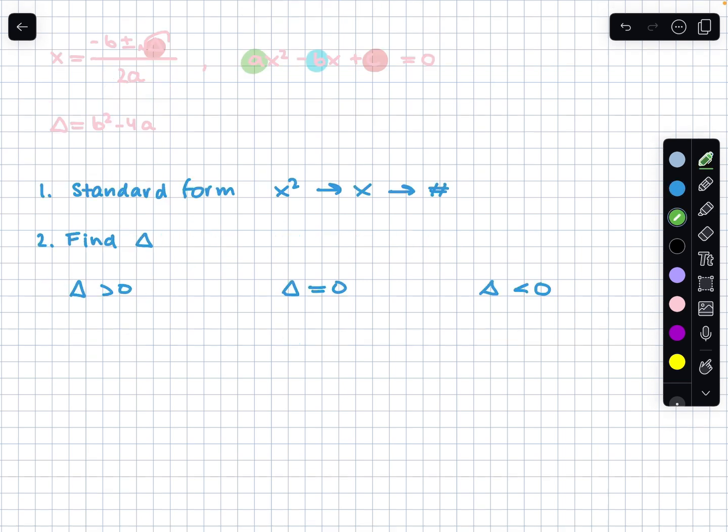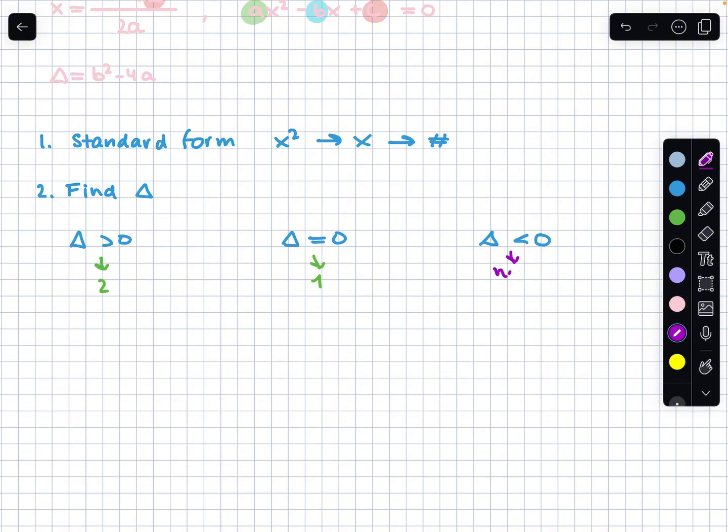If delta is more than 0, you'll be having 2 solutions to the entire question. If delta is equal to 0, then there will only be 1 solution to the question. And in the case that delta is less than 0, there will actually be no real solutions. So you can just stop doing the problem and write a final sentence saying, since delta is less than 0, there are no real solutions. And this can actually save you a lot of time, because if you only found this out at the end, you will have been wasting that time for nothing.